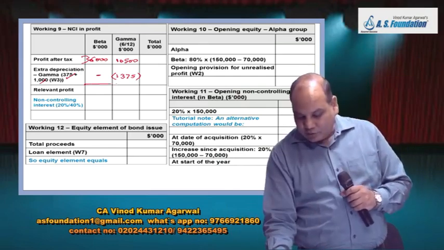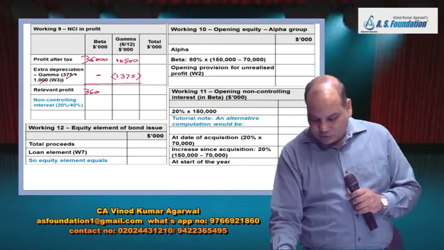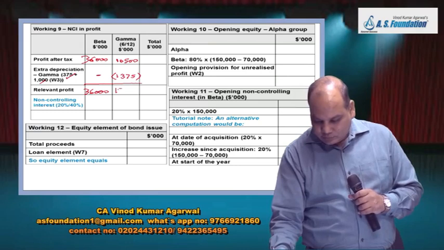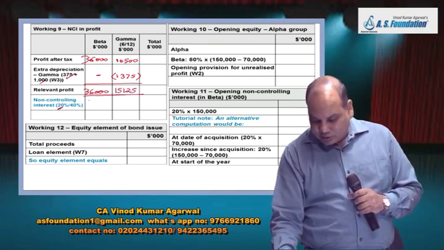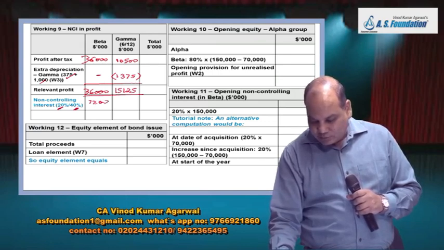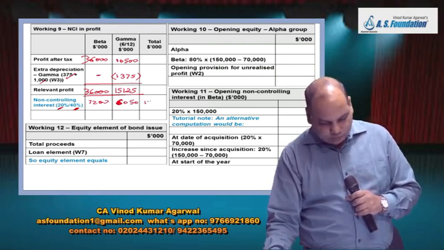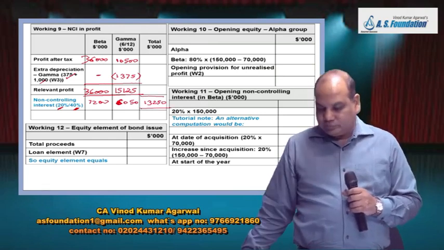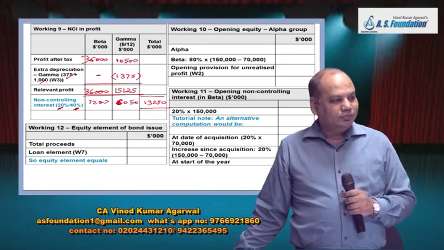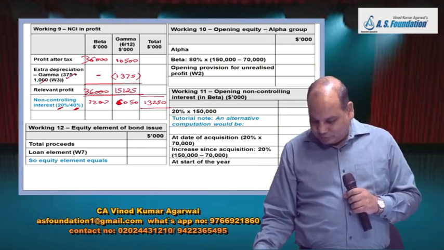So relevant profit for NCI calculation: 36,000 and 15,000, and then respective share: 20% is 7,200, 40% is 6,050, total 13,250. Is it right? Now immediately we'll complete one more working note.